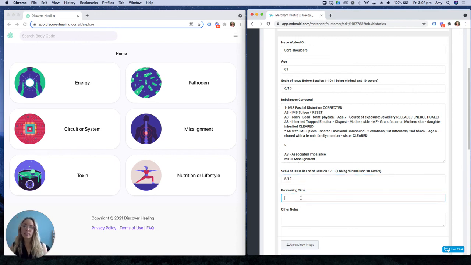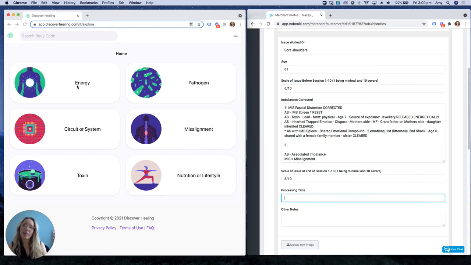So that's just an indication of how long your body needs to process the energy and find a new balance. So at the beginning, your body has an energy balance. Now that we've corrected imbalances and released emotions, your body needs to find its new balance. So that's just the time that we specifically give for you. So that's just an example.